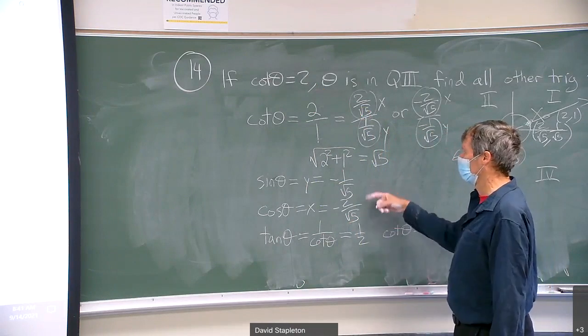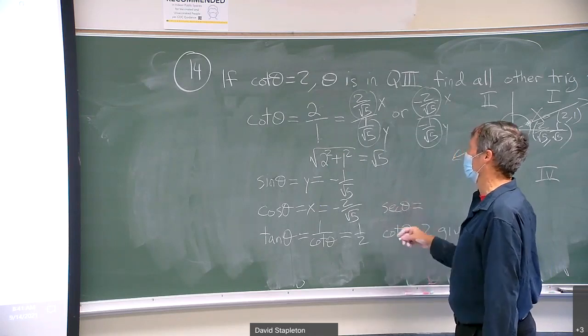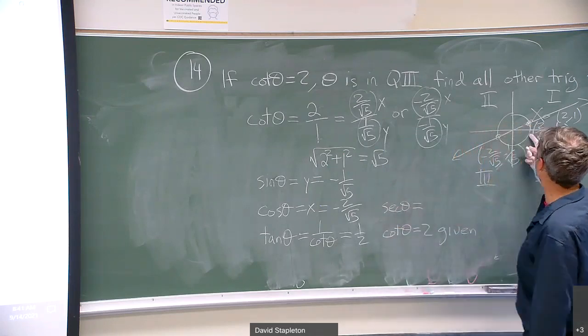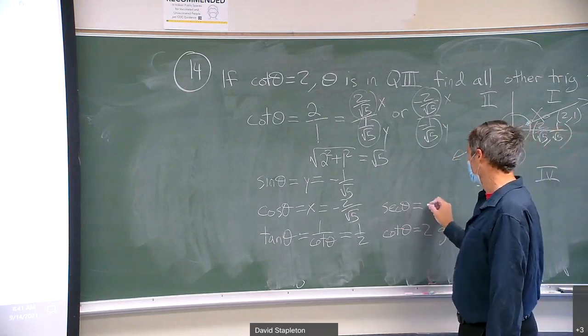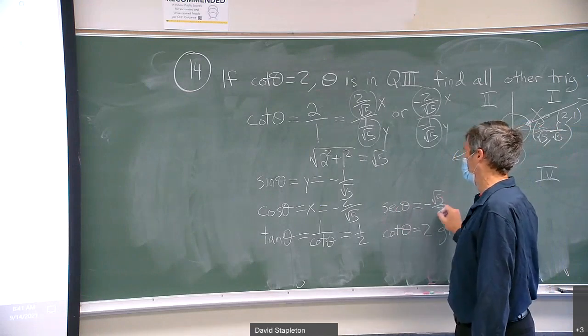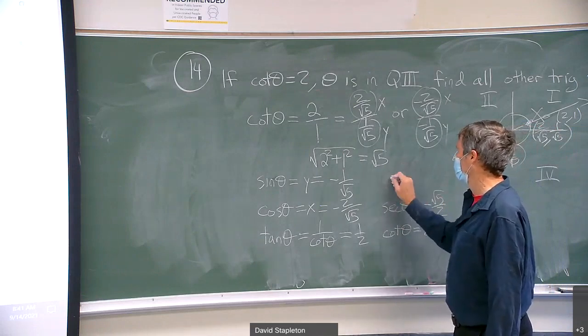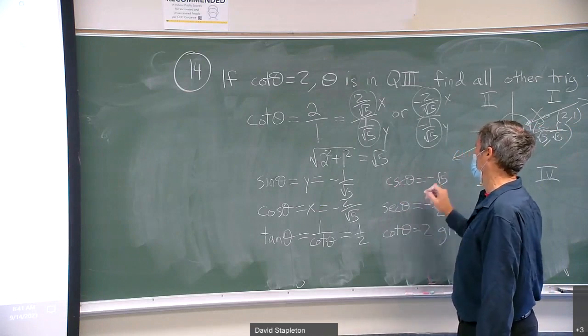And then these, secant and cosecant, are reciprocals of cosine and sine, right? So secant of whatever angle it is, I don't even know what angle it is, it's got these coordinates, but I don't need to. I just turn these upside down. So this is minus square root of 5 over 2. And cosecant theta is minus square root of 5 over 1, or just minus square root of 5.